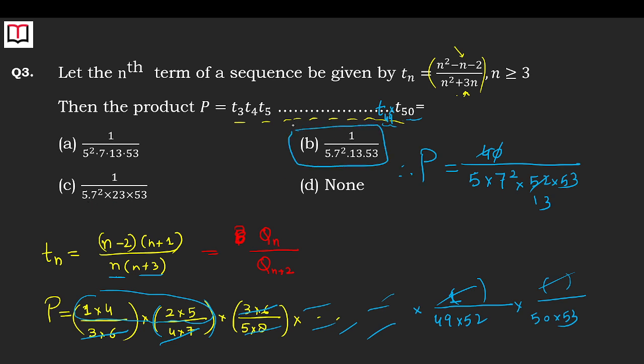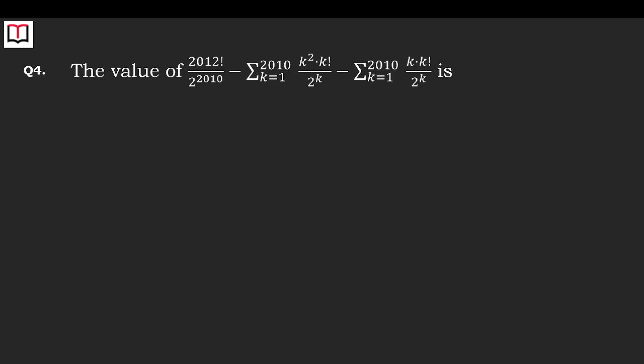That's the answer. Okay, a similar question, but since it's based on product of the terms, we try to write the general term as the ratio of two terms of the same sequence. Okay, now chaliye, let's move to the next question here, fourth question.